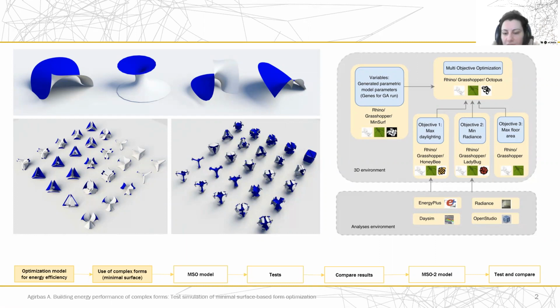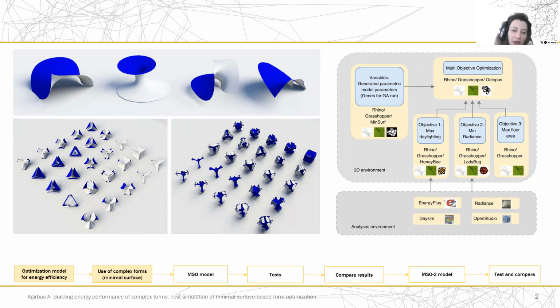Also, I made a model which includes a minimal surface as a complex form. I also have some other objectives related to energy efficiency, like maximizing daylighting and minimizing radiation. And I also have one other objective related to the building itself. It is maximizing floor area. I use many Grasshopper add-ons for creation of this model.